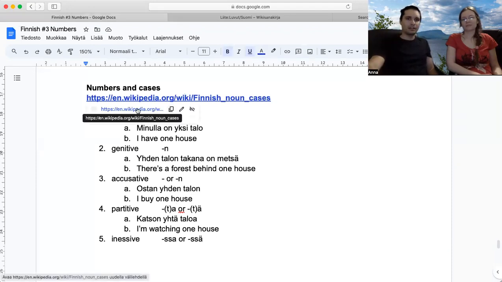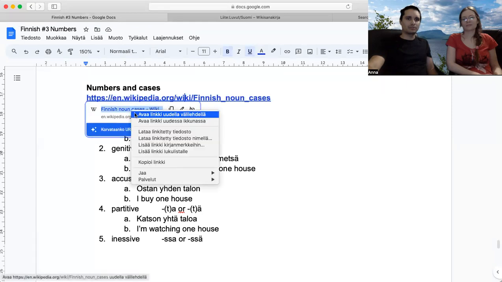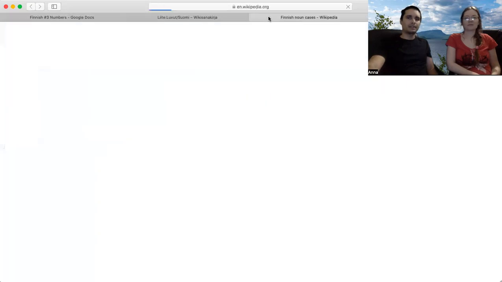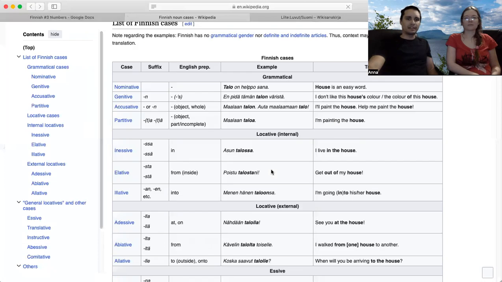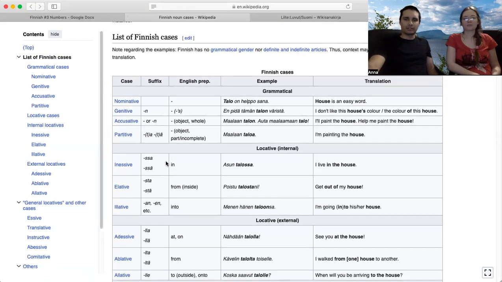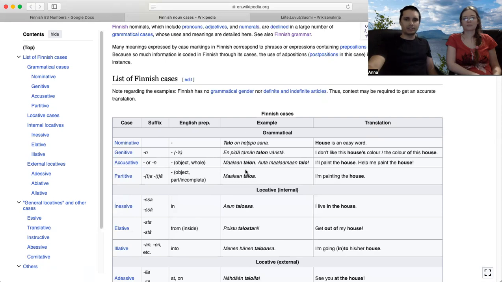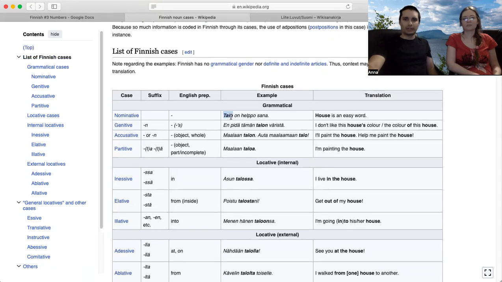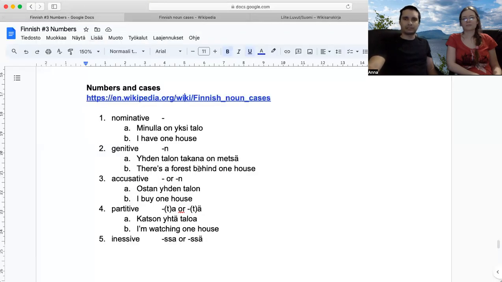And here let's put the chart here, because in Wikipedia you have the case chart where you have the noun house, talo, but here I tried to make it a combination of one house, how you would say it in different cases.